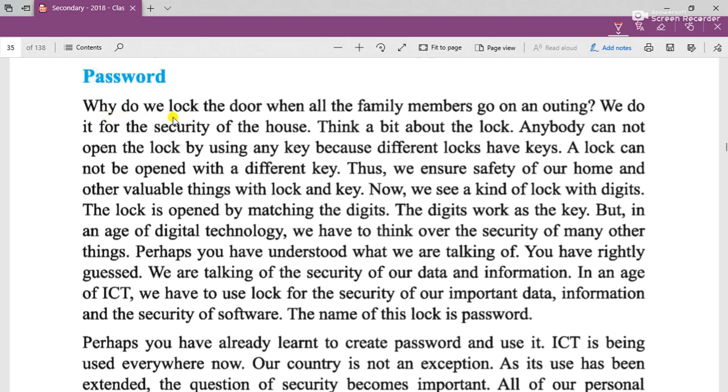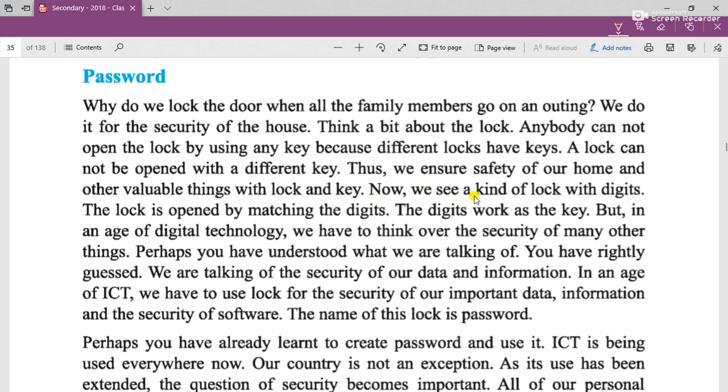So why do we lock the door when all the family members go on an outing? We do it for the security of the house. Think a bit about the lock. Anybody cannot open the lock by using any key because different locks have different keys. A lock cannot be opened with a different key. Thus, we ensure safety of our home and other valuable things with lock and key.